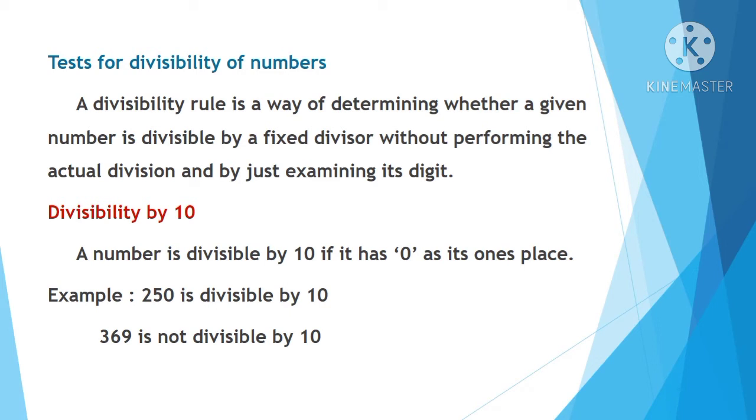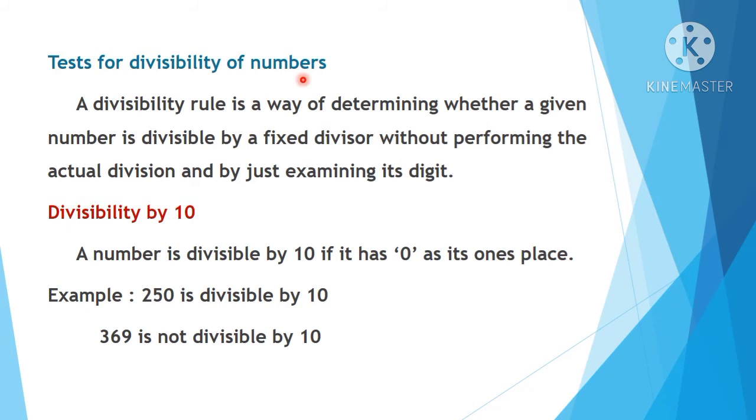New topic: test for divisibility of numbers. So you are going to study some rules, for example, divisibility by 10, divisibility by 2, divisibility by 5, etc. A divisibility rule is a way of determining whether a given number is divisible by a fixed divisor without performing the actual division, and by just examining its digits.